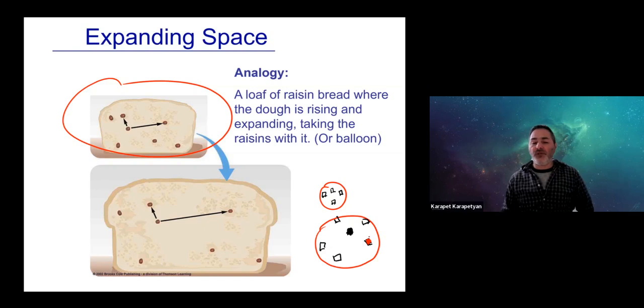But at this point, using the loaf of raisin bread analogy and the balloon analogy should be a little more satisfactory in terms of understanding what's going on as expanding space. You're not looking from within the balloon, but from the surface of the balloon.